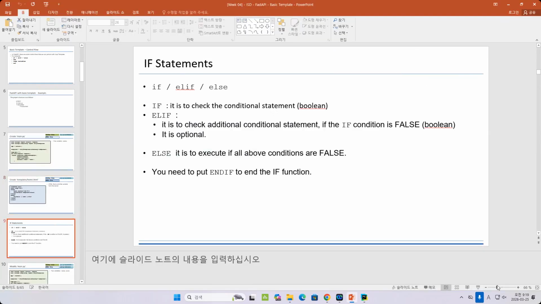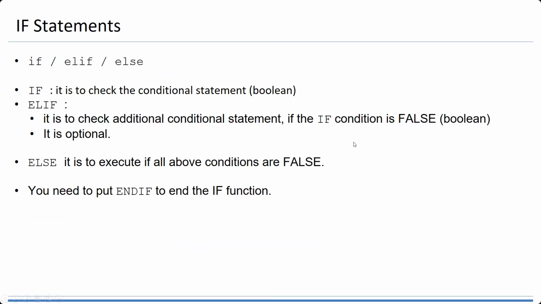Now let's take a look at the if statement. We know in Python, we use the if statement for any conditions. It is to check a conditional statement, in this case using a Boolean. So if the condition is true, then you will do some statement. If the condition is false, you can check the else if. So it is to check an additional conditional statement if the if condition is false.